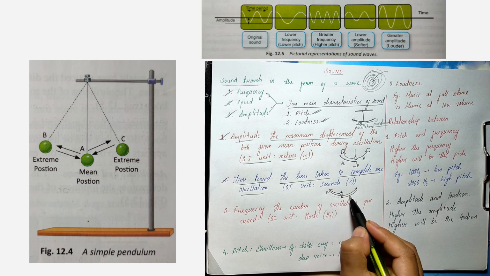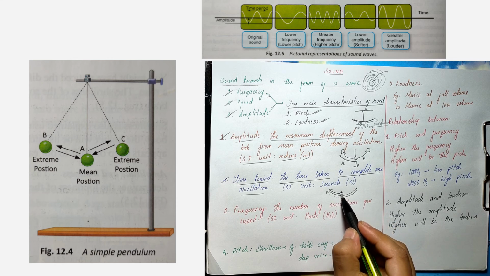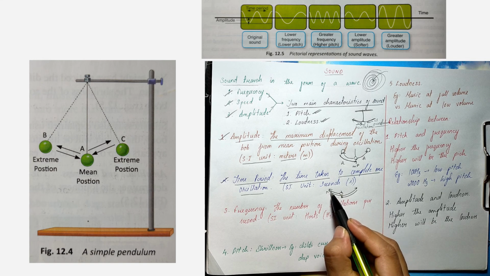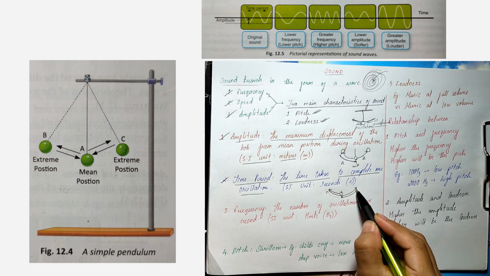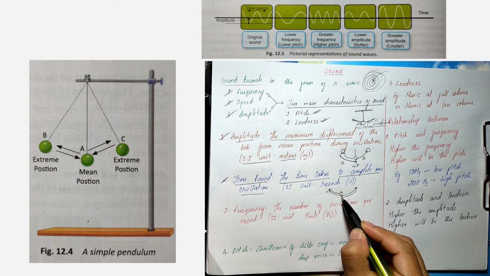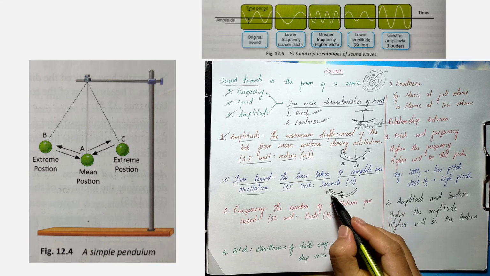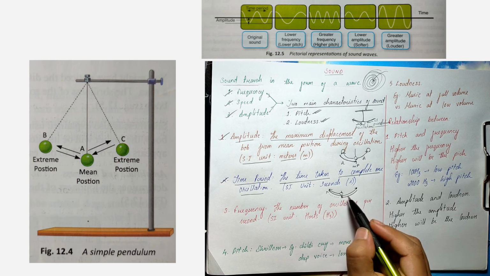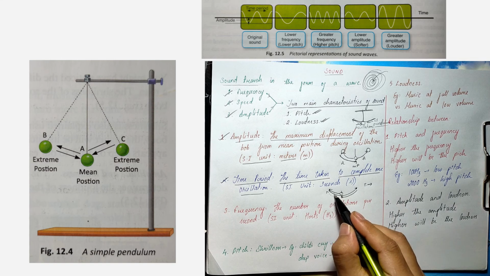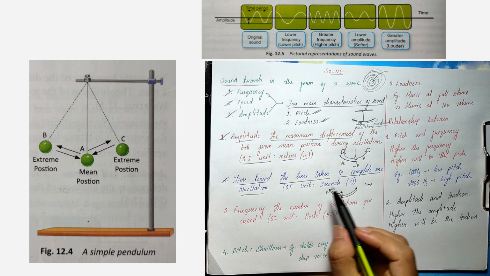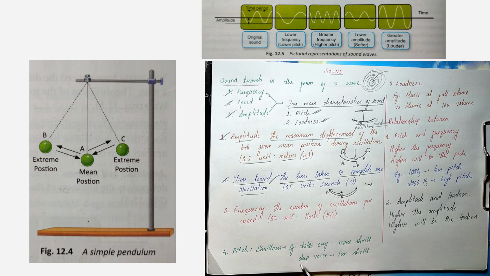This is said to be one oscillation, that is from the mean position to one of the extreme ends and then all the way to the second extreme end and back to the mean position. This is known as one oscillation. So the time required to make this one oscillation is known as your time period.